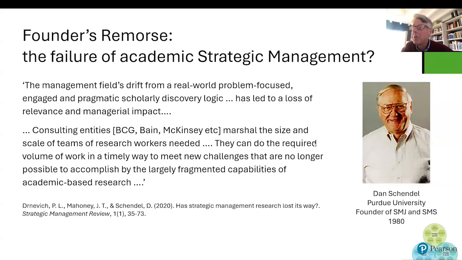So Dan Schendel, who founded the Strategic Management Journal and the Strategic Management Society, basically argued that academics had failed, in an article 3 or 4 years ago now in Strategic Management Review. He argued that consultants have their fingers on the pulse. It's they who are able to gather the right resources in terms of teams of people to work on the development of strategy frameworks, and they who are closest in touch with what business actually wants. So we academics, this is Dan Schendel writing 40 years after founding the Strategic Management Journal. Basically, he was saying, we failed.